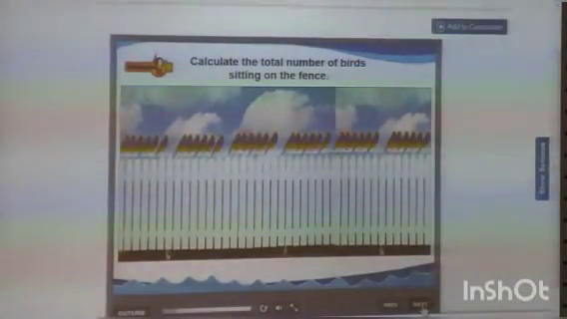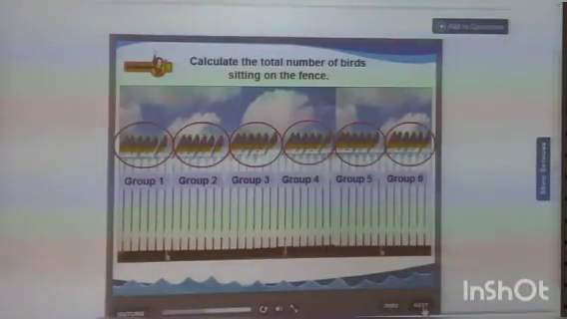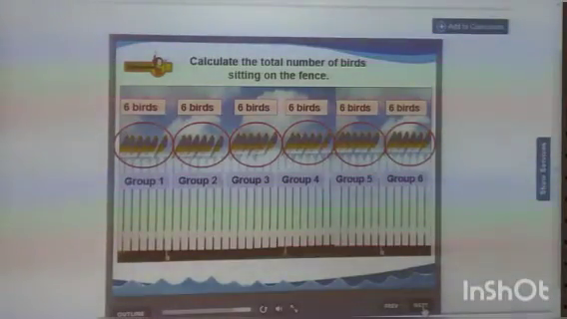Calculate the total number of birds sitting on the fence. We observe that the birds are sitting in groups, and each group has 6 birds. There are 6 such groups of birds, so 6 into 6 equals 36 birds.